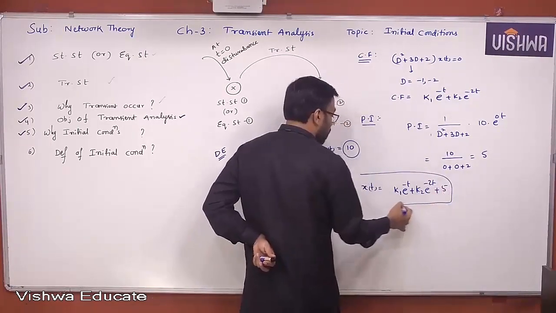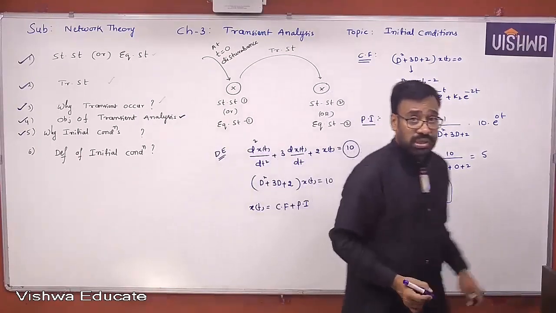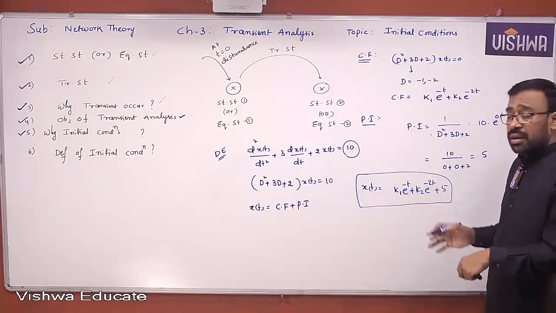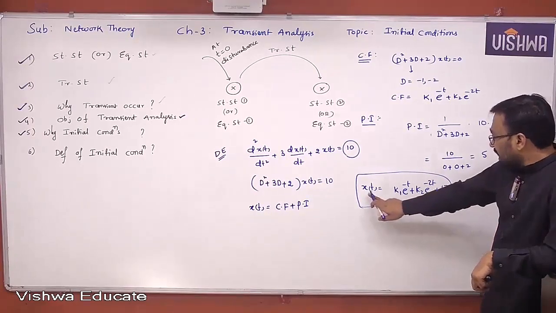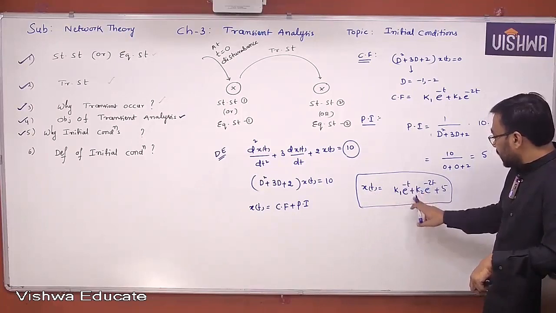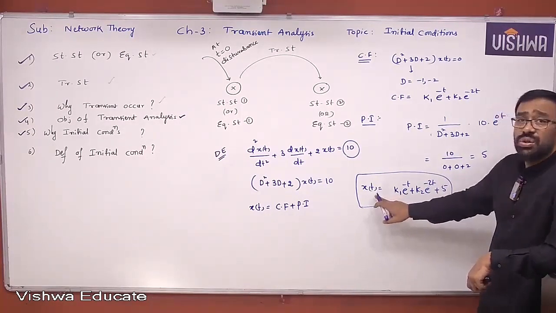Don't write all of this, just look at this. I will explain how, and you're going to get all these things. I will dictate some points also, so don't unnecessarily write all these things. I will explain in a particular order so that you can document it in a proper order. Look at this, all of you. What is the complete solution? X of t is equal to k1 e power minus t plus k2 e power minus 2t plus 5. This is the complete solution.